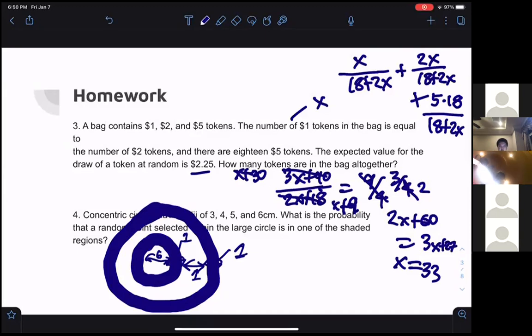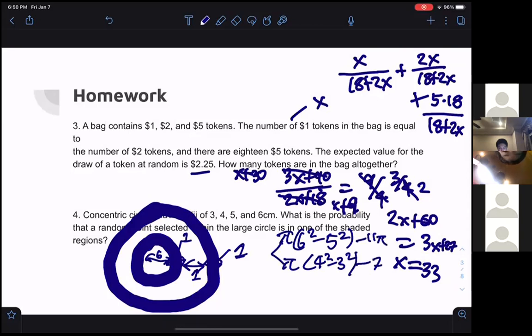Okay, well, there are two shaded regions here, between 5 and 6 and between 3 and 4, right? So the area of each is pi times 6 squared minus 5 squared, and the other one is pi times 4 squared minus 3 squared. The total of this is 11 pi, and this is 7 pi, for a total of 18 pi. And the total, if it's in the range of the large circle, is 36 pi. So then our answer is just 1/2.